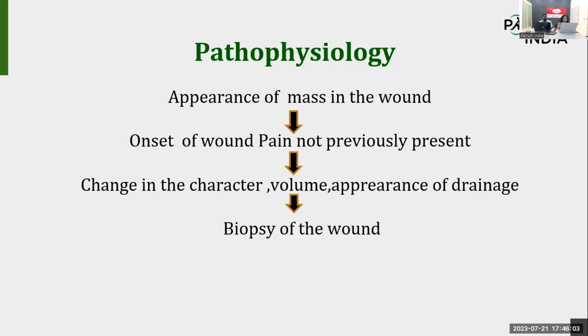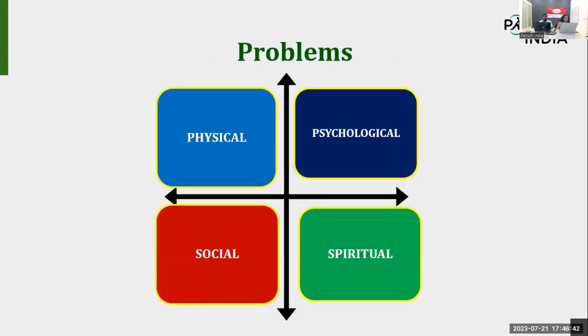Pathophysiology: a mass appears inside the wound itself. Then the patient suddenly feels pain in that wound, which was not painful previously. Then the character of the wound changes, including the volume of exudate, the discharge from the wound, its appearance, and maybe the smell. Through a biopsy of the wound, we can find out whether it is a Marjolin's wound or whether any malignant changes have happened.